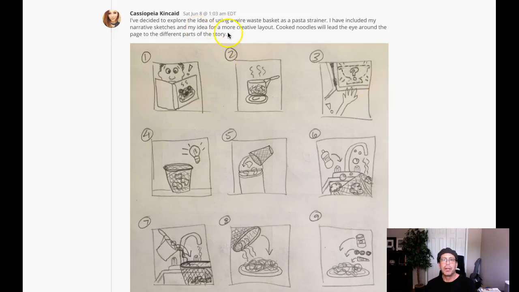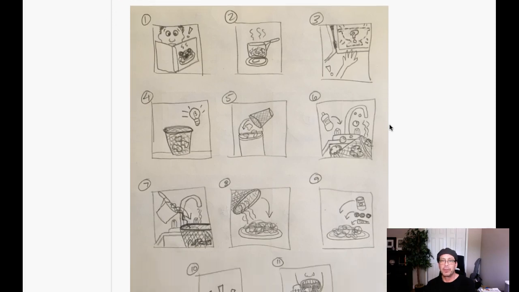So the wire wastebasket as a pasta strainer, I think it's a good idea. I think it's a great idea. I'm really glad you chose this one because I saw potential in this. The first time I saw it, I was like, wow, that's a darn good idea.